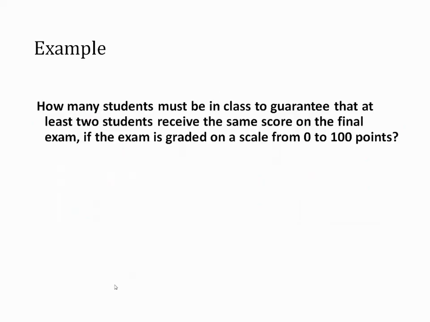If I ask you the question, how many students must be in class to guarantee that at least 2 students receive the same score on the final exam, if the exam is graded on the scale from 0 to 100 points? How many students must be in the class to guarantee that at least 2 students receive the same score on the final exam if the exam is graded on the scale from 0 to 100?